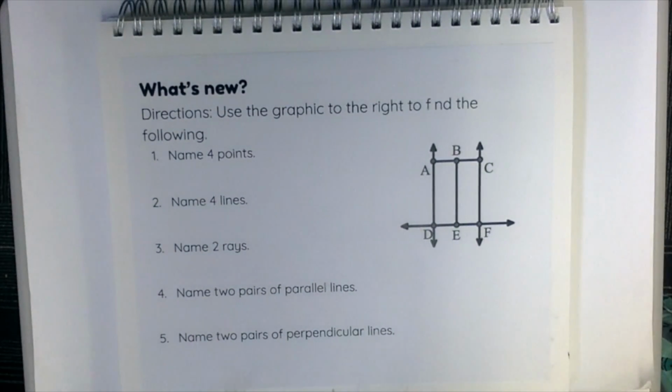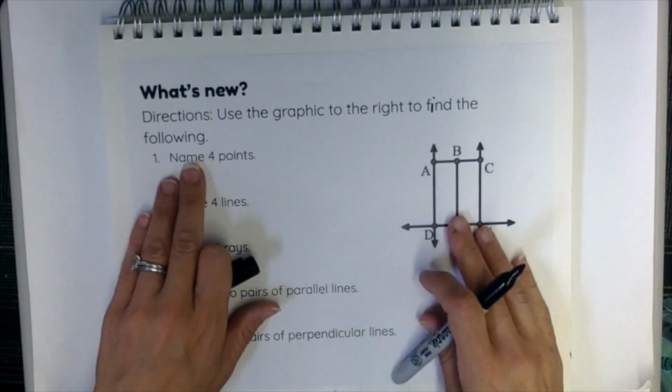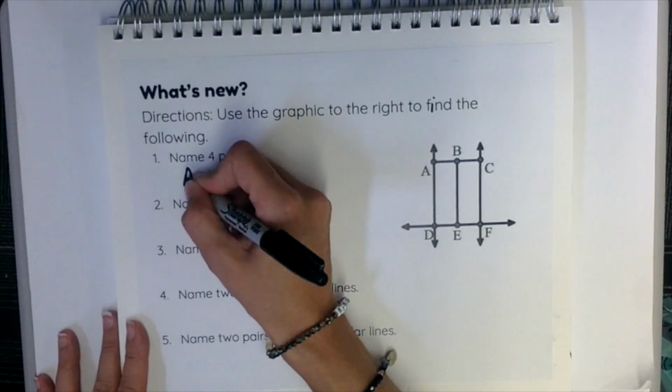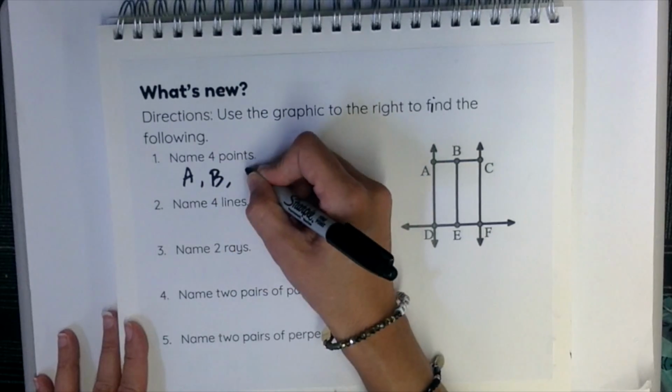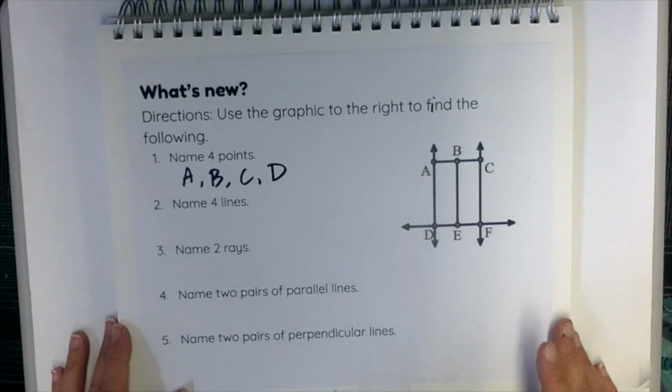So keeping in mind what we learned today from our learning target and during Just Know It and Figure It Out, we are going to use this graphic to the right to find the following. So we're going to name 4 points. Okay, so I see A, B, C, D. I also see E and F, so there's actually 6.